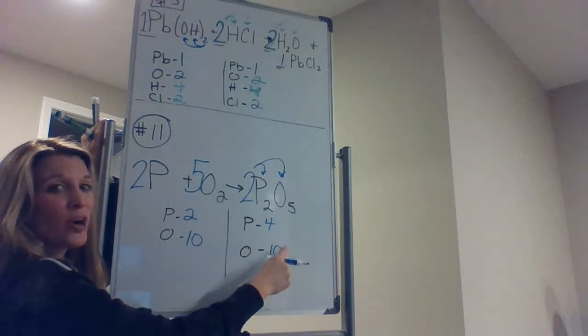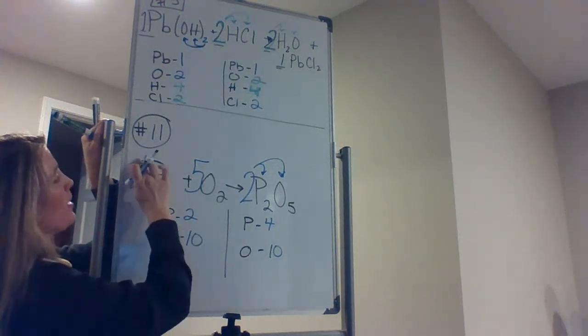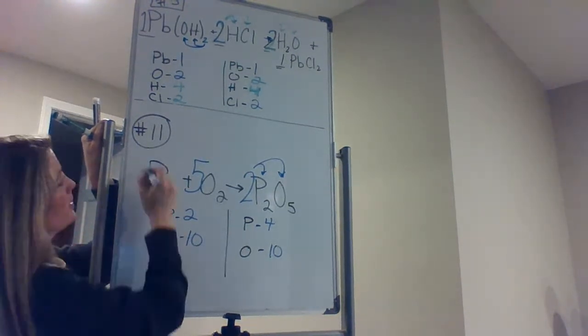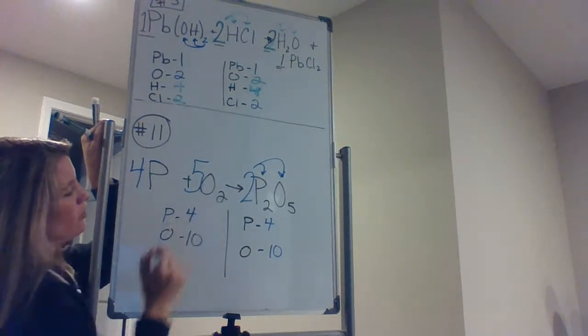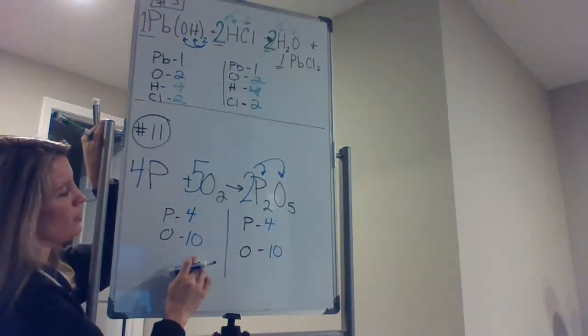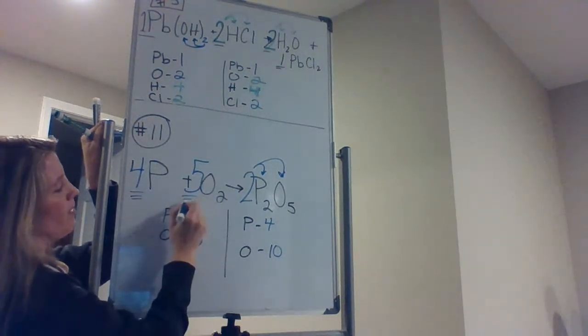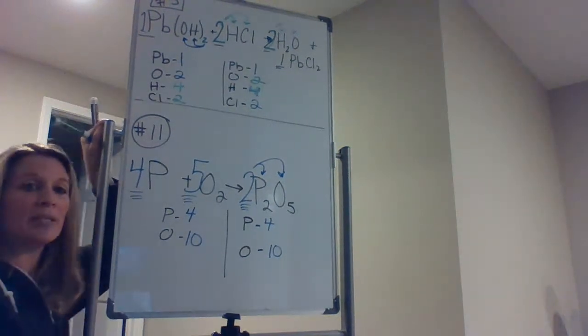Okay, so I need to turn these 2 into 4. I'm going to get rid of this coefficient because it wasn't correct. And I'm going to add in 4, which changes this to the 4. 4 P's, 10 O's on this side. 4 P's, 10 O's on this side. So my answer is 4, 5, 4, 5, 2. That's what I'll fill in that space.